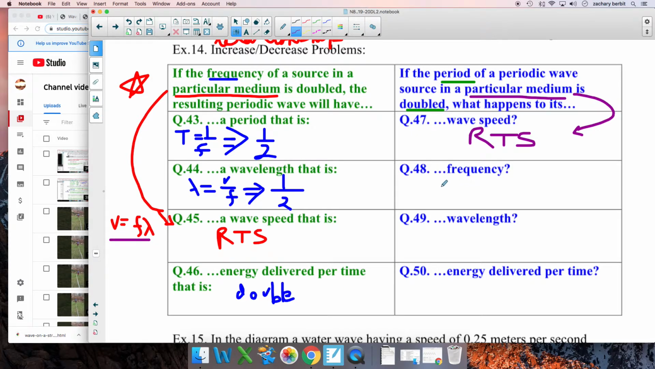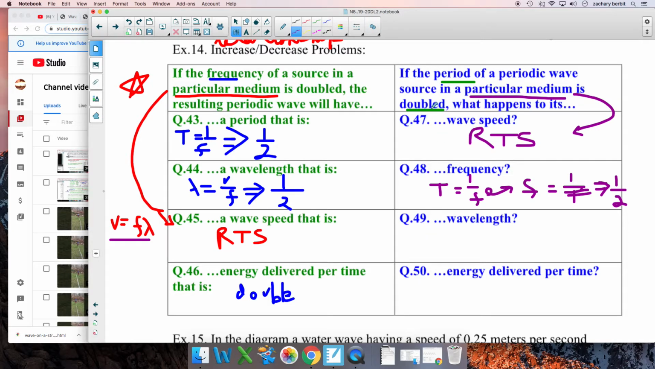All right, now they're asking about frequency. Well, frequency and period relate with this equation. T equals 1 over F. They want to know what happens to the frequency, so rearrange this thing to F equals 1 over T. And of course, here the period is doubled. Sorry, it's a capital T for period. The period is doubled, so it's 1 over 2, answer halved. Done. All right, what happens to the wavelength?